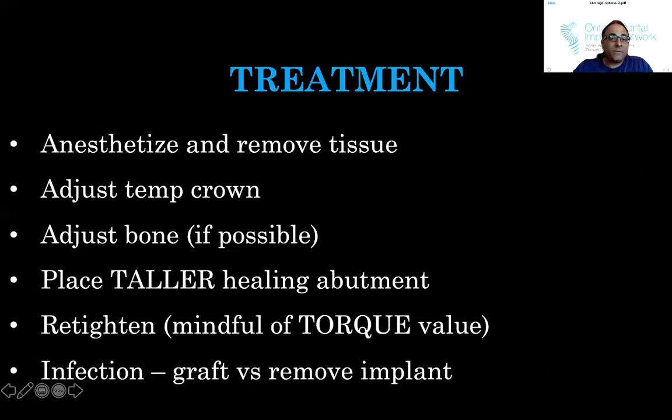So anesthetize, you might have to freeze the area and remove the tissue. You may have to adjust the temporary crown, if it flares out too much or doesn't flare out enough. Remember that reverse S curve when we talk about doing immediate anteriors. We may have to adjust that, might have to adjust the bone, place a taller healing abutment. Make sure it's taller. And when you retighten it, make sure you're aware of the torque that you put your implant in. You don't want to go beyond that.